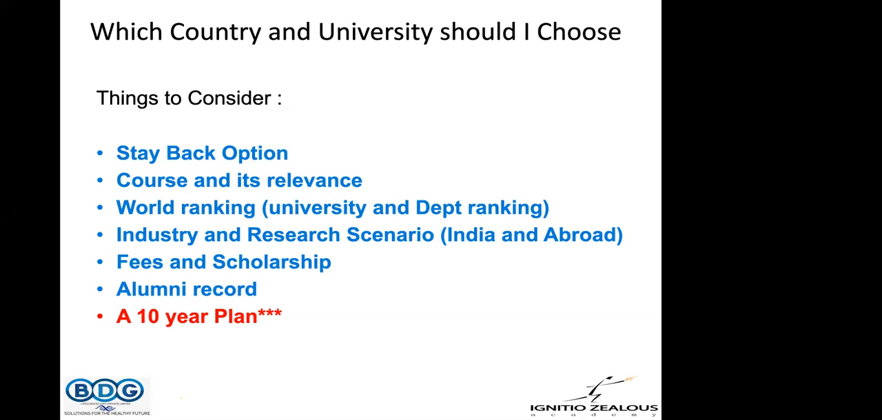Then comes the part of fees and scholarship. Of course, that also matters, because sometimes it's very expensive to pursue a master's in some countries like the US. So you also have to think about that. Scholarships, yes, they are very important. And most of the universities do give scholarships.